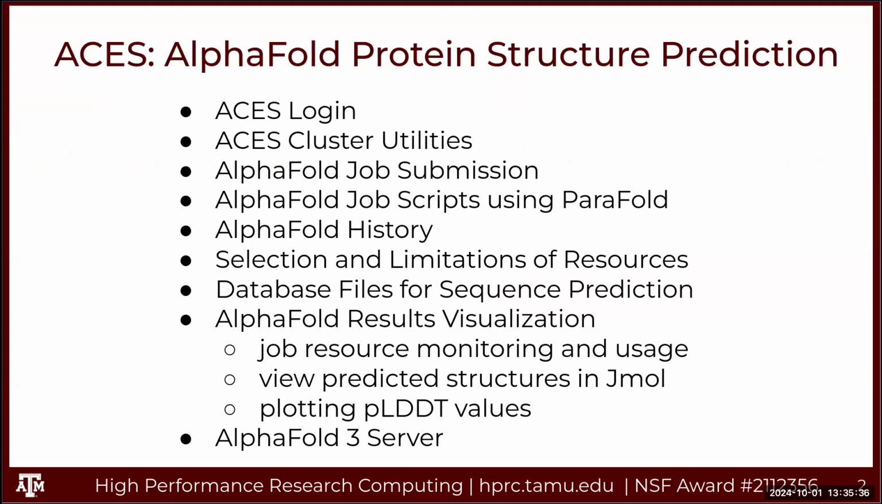Okay, this is a summary of what I'll be covering today. We'll log into ACES. I'll introduce you, if you haven't found them already, to some utilities that are useful to understanding the cluster. And we'll submit a job script. That job is actually going to take about 3 hours, so we have a job that already completed. We'll review those files, and when your job is complete, you'll be able to review your files. We'll go over a little bit of AlphaFold history, and we'll look at some limitation of resources for AlphaFold.